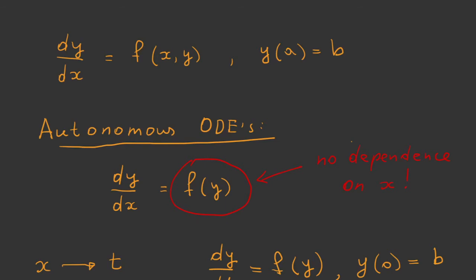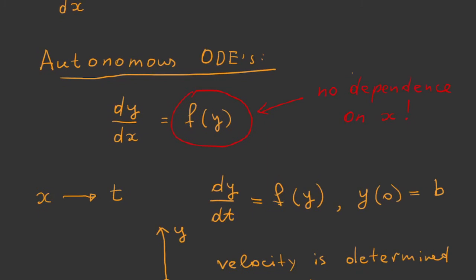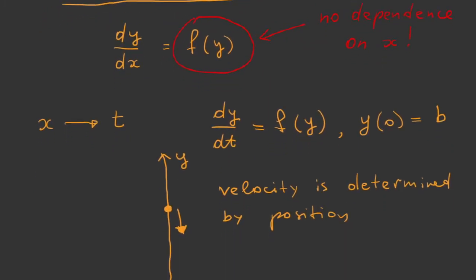And so then we can write our differential equation in the form dy dt equals f of y. We will have an initial condition, for example, y at 0 equals b, and we can think of the differential equation as describing the movement of a point along the y-axis. dy dt is the velocity of the point, and what the differential equation says is that the velocity of the point is completely determined by its position at a specific moment of time, at any moment of time.